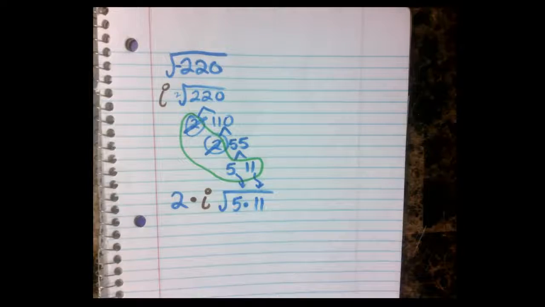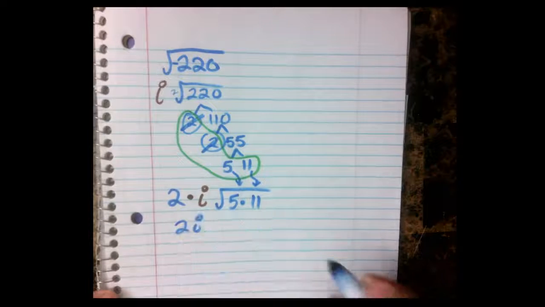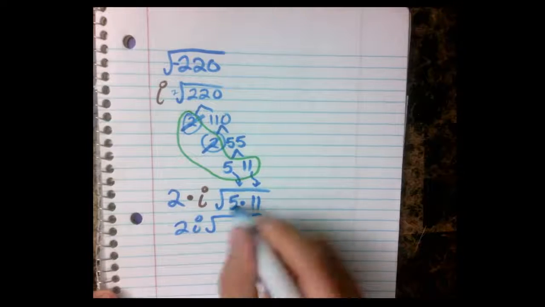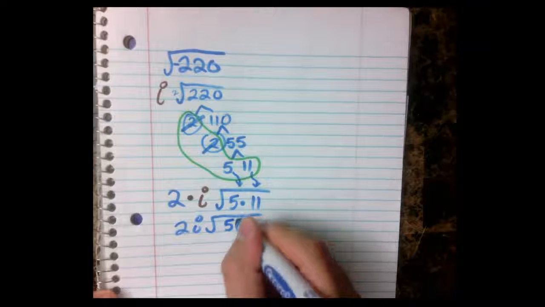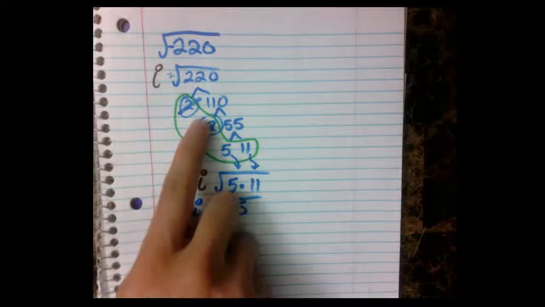Next thing we have to do to simplify is we're just going to multiply right across. 2 times I gives you 2I. Don't make it complex. Times the square root of 5 times 11 is 55. And this would be the end of your problem. That's all that is. That's how to break down a negative square root. All you have to do is factor out and find your pairs.